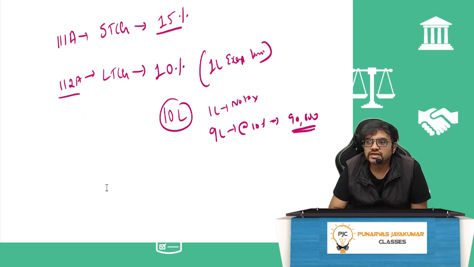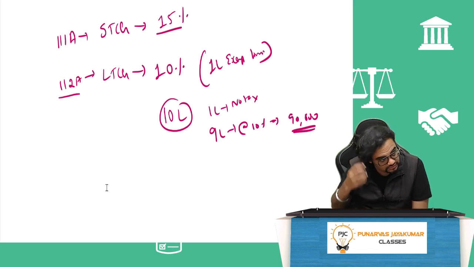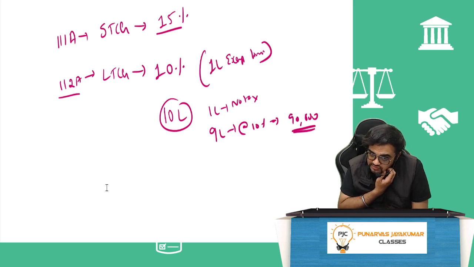These are all special rates of tax. 111A, short-term capital gain on sale of securities. 112A, long-term capital gain on sale of securities. In the capital gain chapter, you'll learn it more in depth. Then I have, of course, dividend.